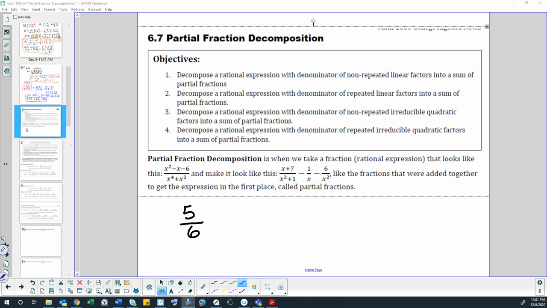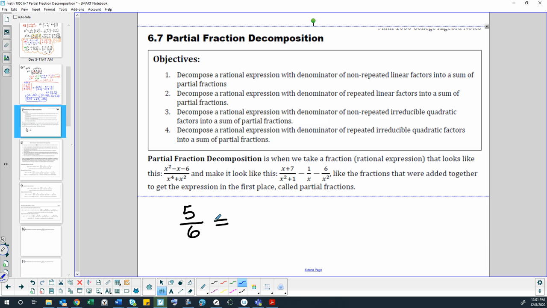So let's say we have the fraction 5/6, and we want to find two fractions that add up to that. Obviously that would be easy, because you could do 1/6 and 4/6, or you could do 3/6 and 2/6, or something like that. The ones we're doing today aren't that easy because they've got variable stuff in them too. So just stick with me here.